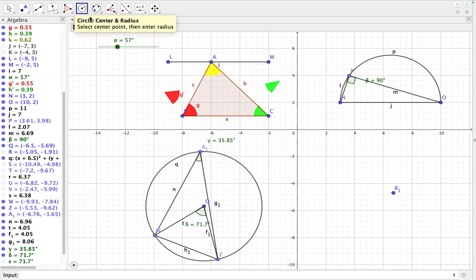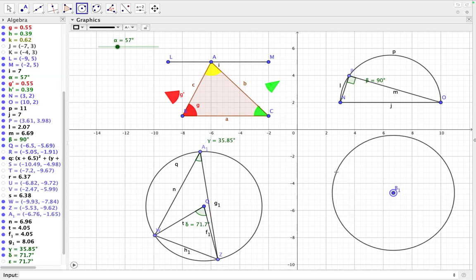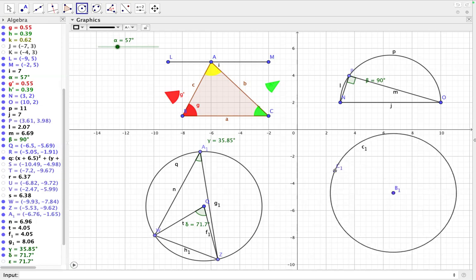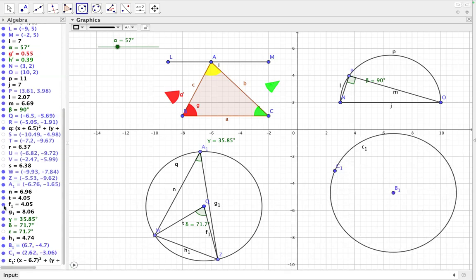So, circle with center through points. This is the center, and I want it about this big. So C1 should be off. So we have this circle right here.